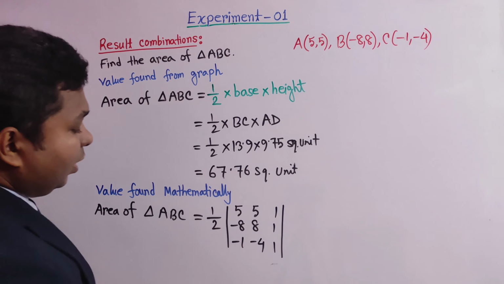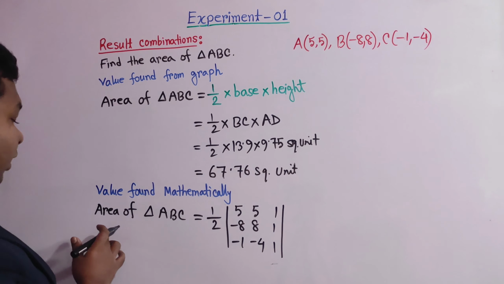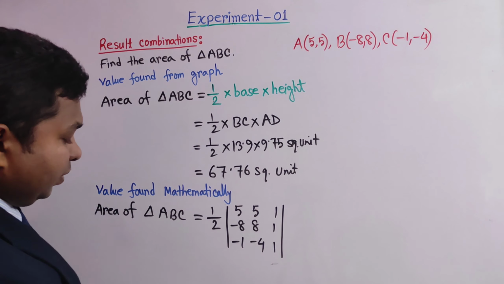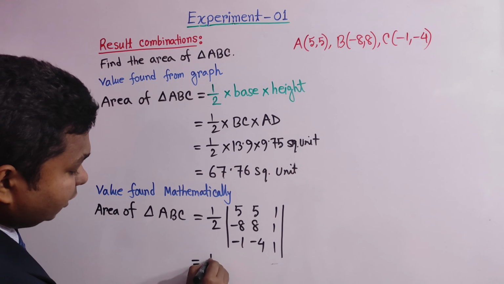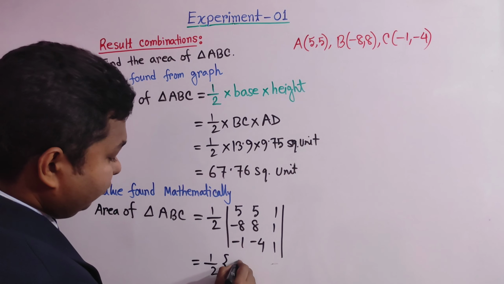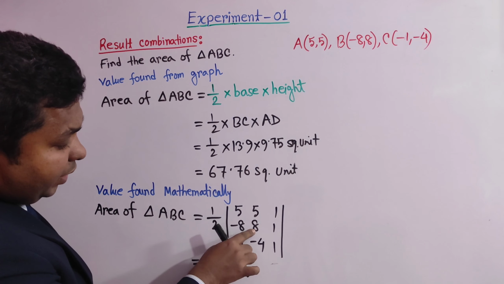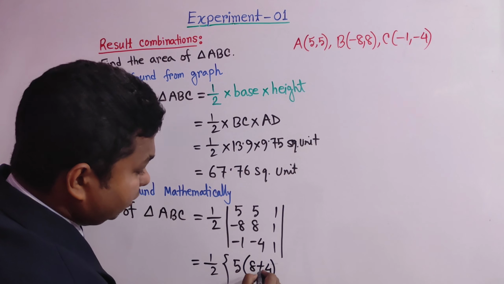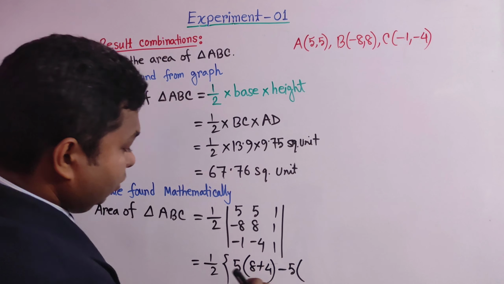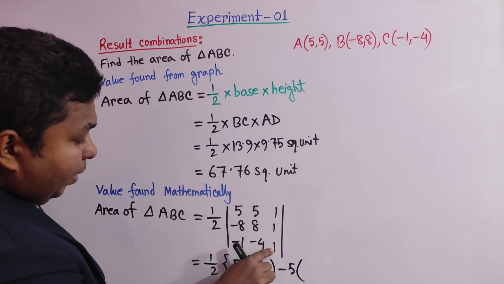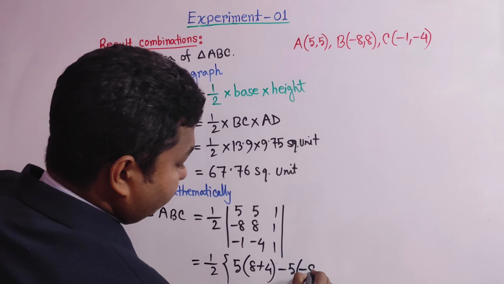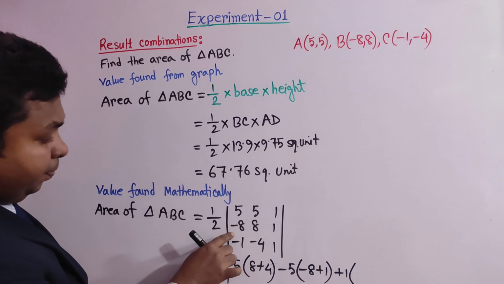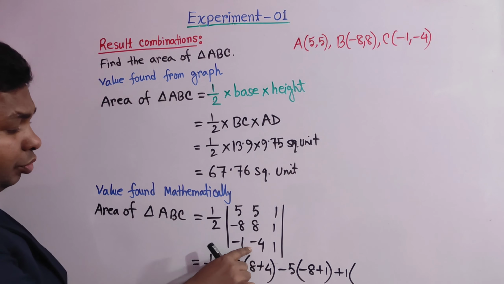By using the formula from the theory step, we find the area of triangle equal to half into determinant of this. Then by calculation we can write half. Here at first 5. Taking 5 we get 8 plus 4. Then -5. Then by calculation -8 plus 1. And finally plus 1 into plus 32 plus 8.